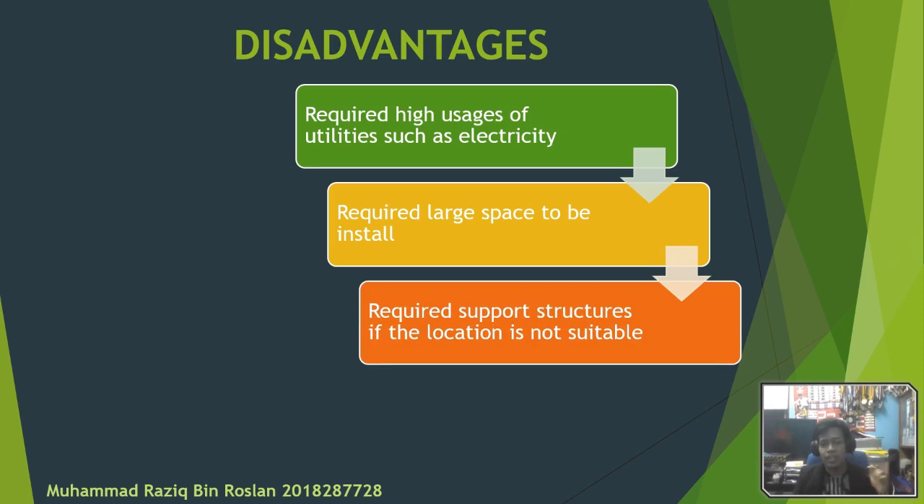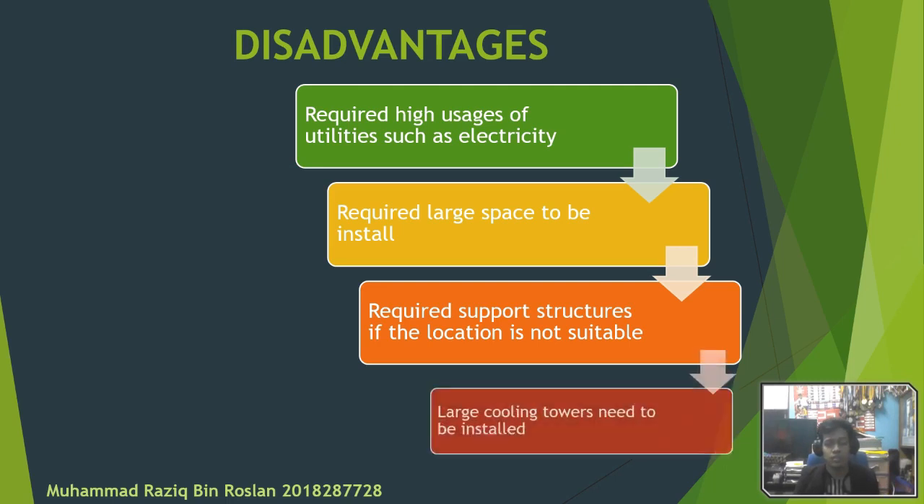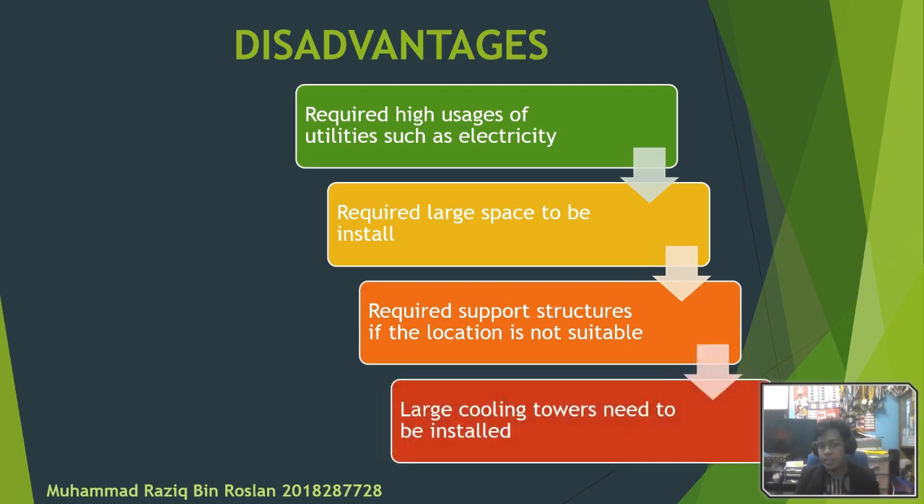Next, if there is no other alternative place or venue for the installation, a support structure is needed to install the system. Last, a large cooling tower needs to be installed. This is considered disadvantageous because the size may be greater than or exceed 1/3 the size of the electric boiler, which can be very large in comparison.